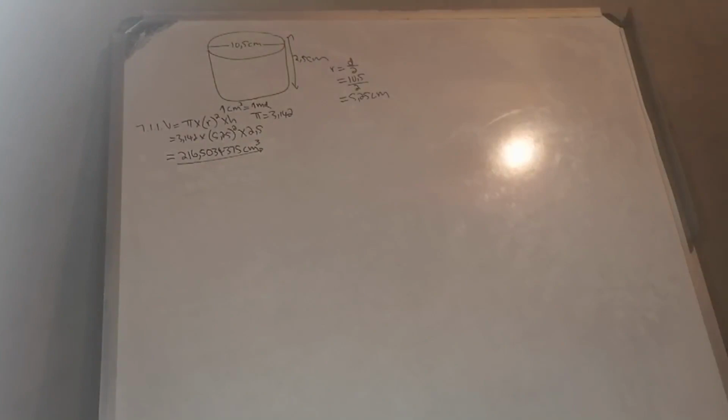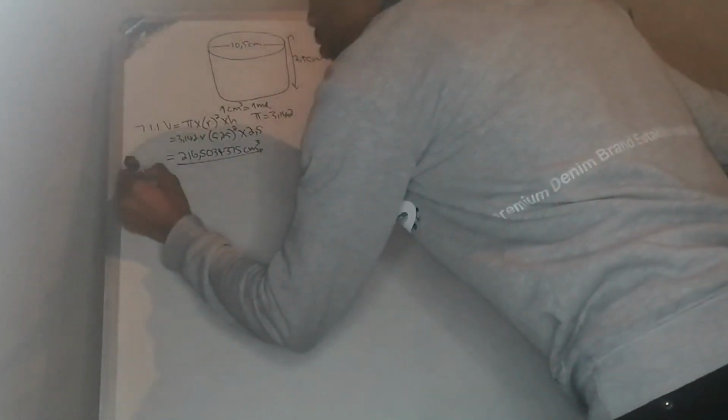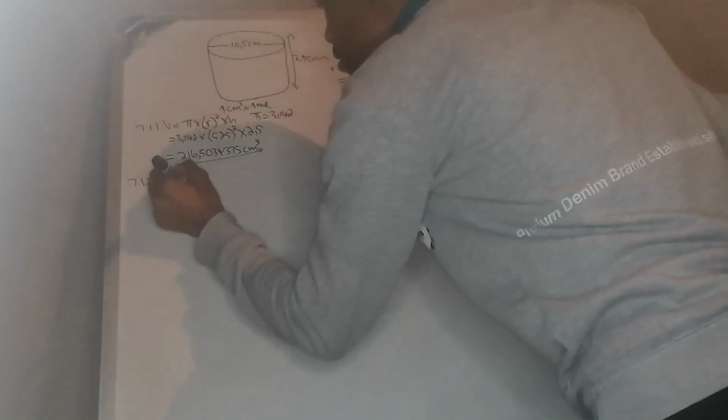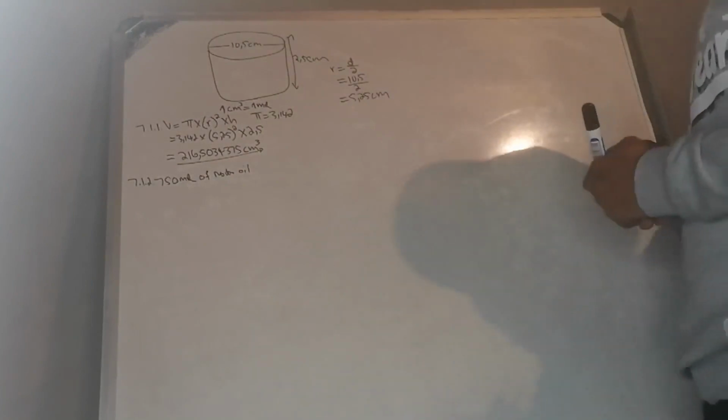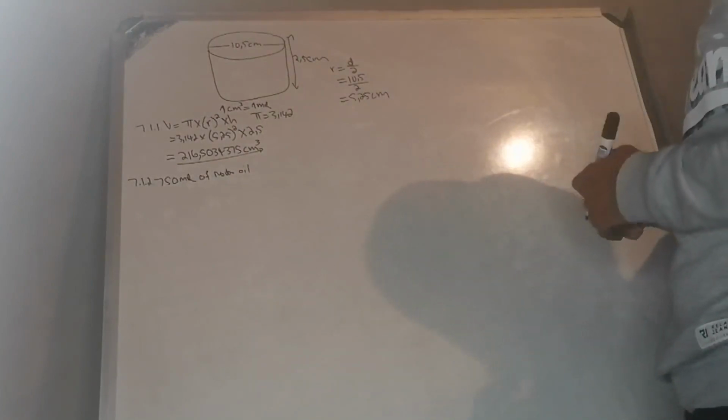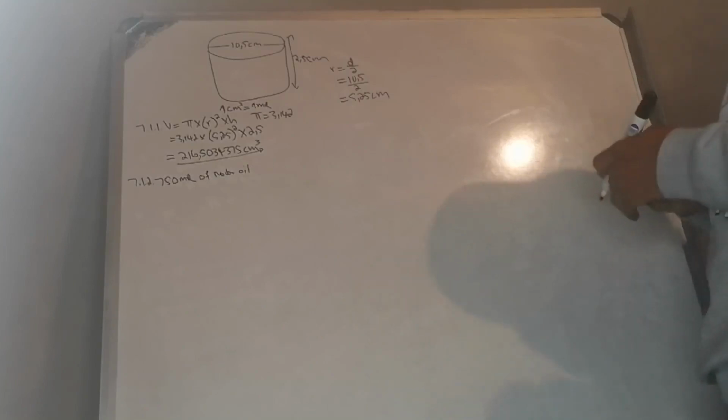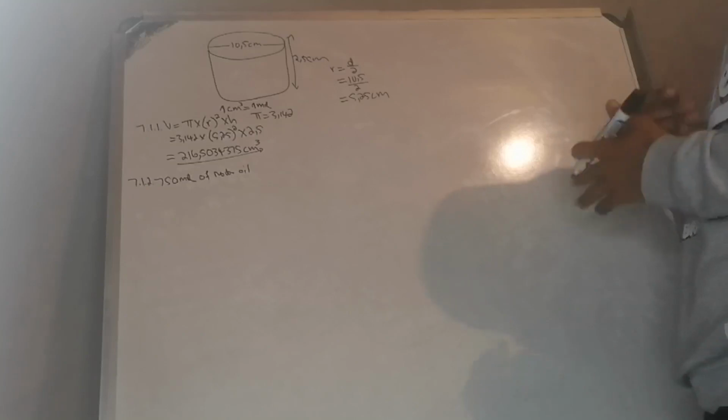7.1.2. The volume of the empty space in the can when it is filled with 750 milliliter of motor oil. Now, the volume of the empty space in the can when it is filled with 750 milliliter of motor oil. The amount of empty space when 750 milliliter of oil is inside.